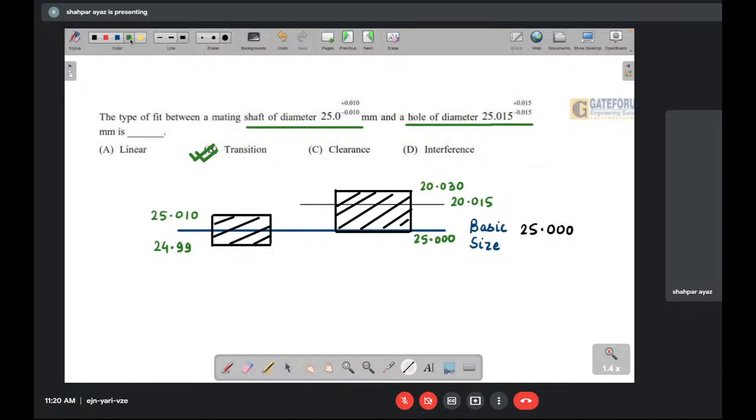Right, this is your shaft tolerance, and this is your hole tolerance, right? When the hole tolerance is above the shaft tolerance, that is called your clearance fit. When the shaft tolerance is above the hole tolerance, that is called your interference fit. When both the tolerance zones overlap each other, then it is called your transition fit.